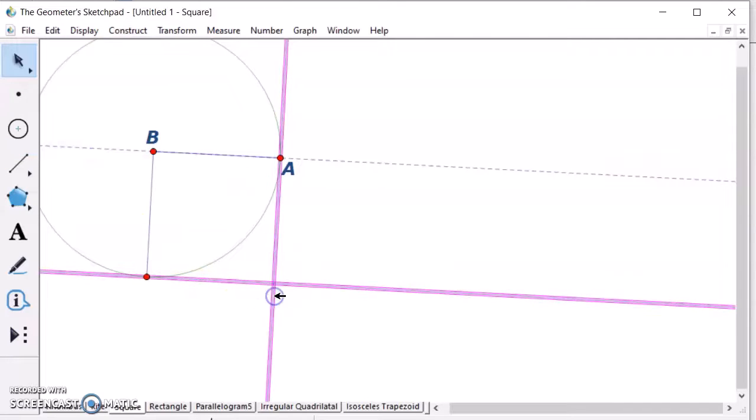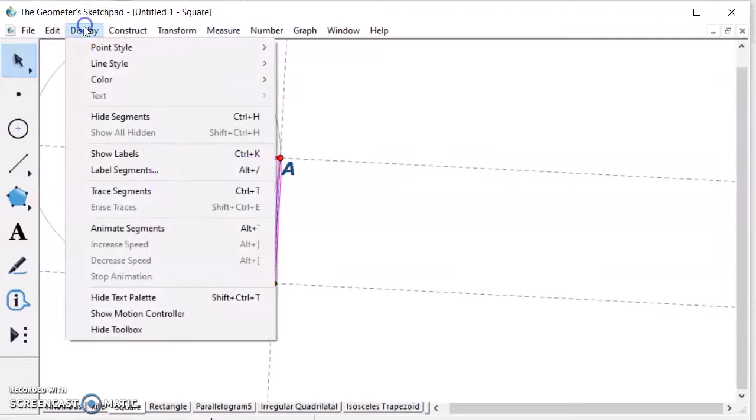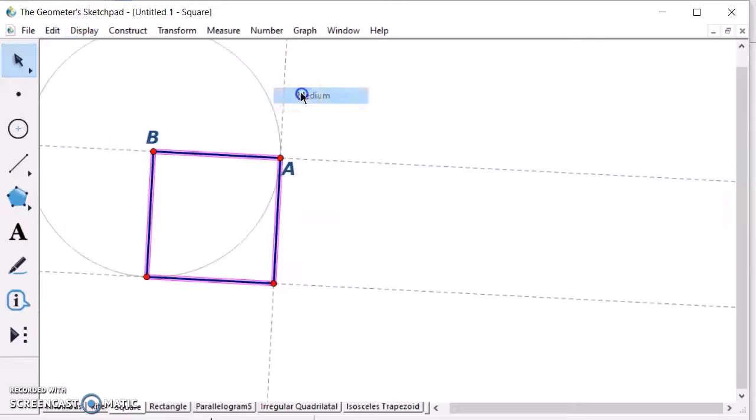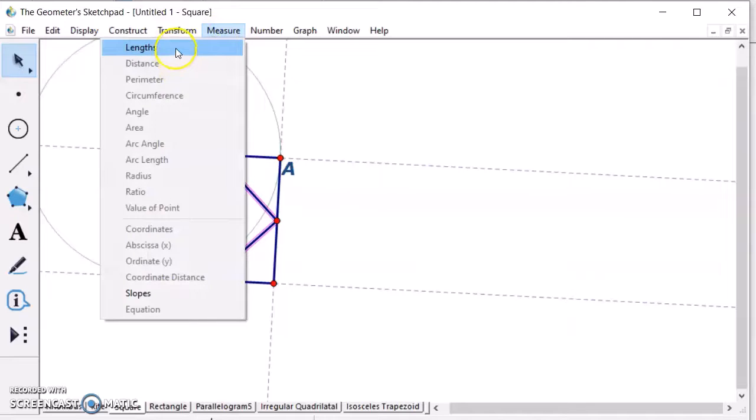And I need that point of intersection. So now, those are the sides of my parallelogram, and I'm going to make those more visible. I'm going to construct the midpoints and then those segments. So let's measure those.